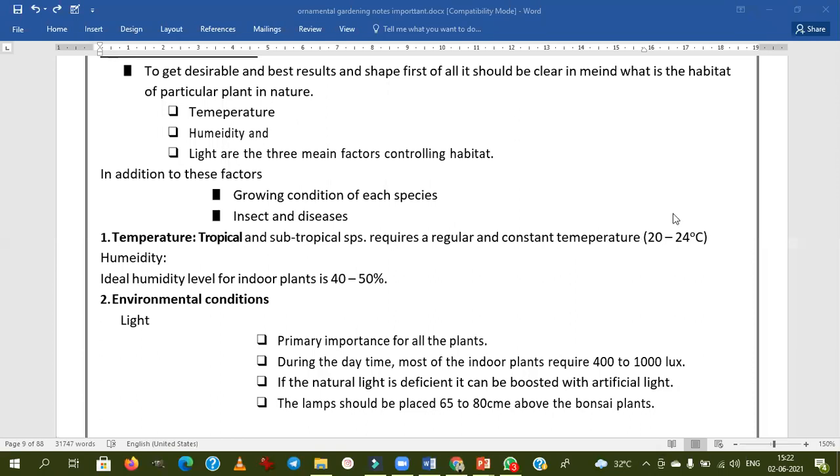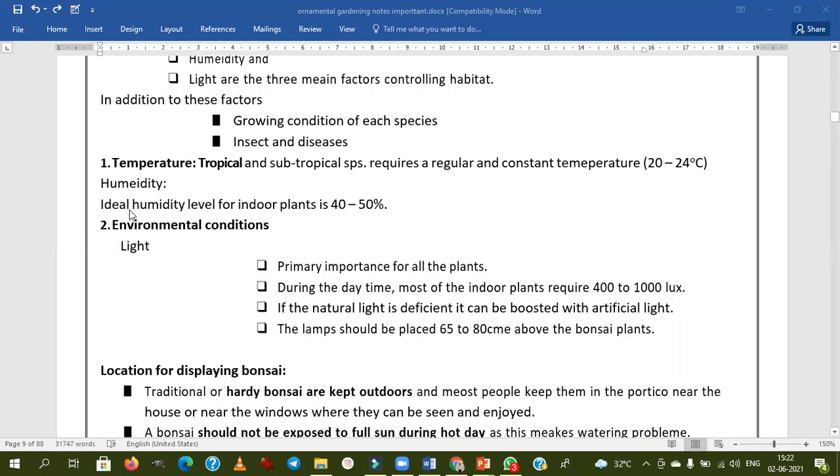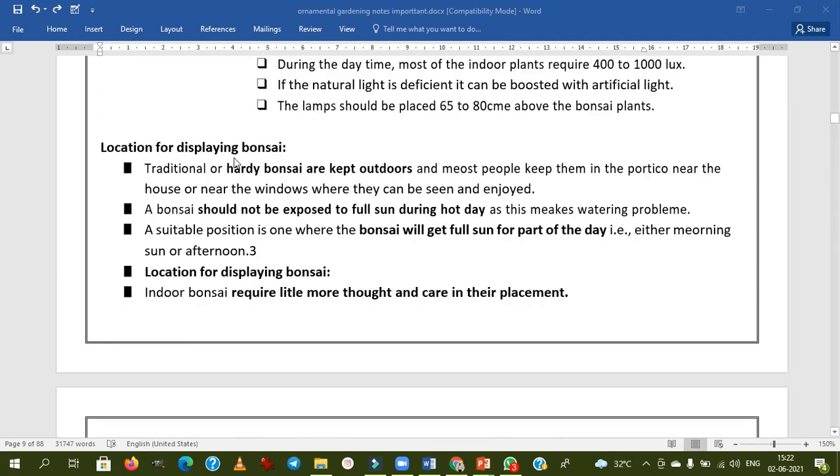The temperature should be in the range of 20 to 24 degrees Celsius, and the ideal humidity should be 40 to 50%. For light, we should not keep it in full sunshine; we should keep it near the window or in shaded areas, and the light requirement is also very necessary.